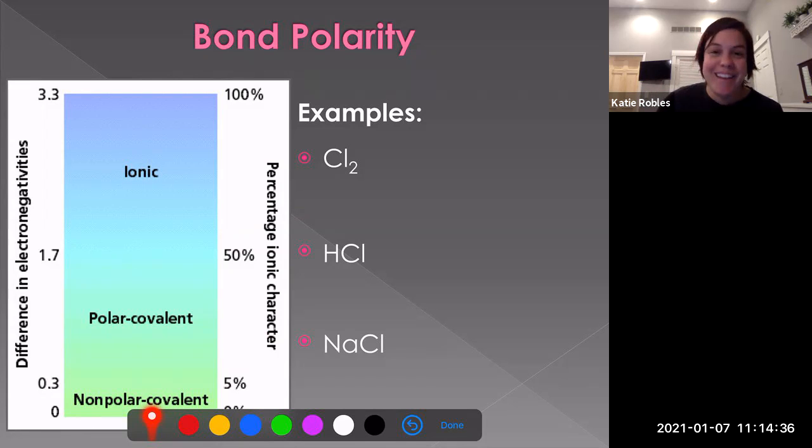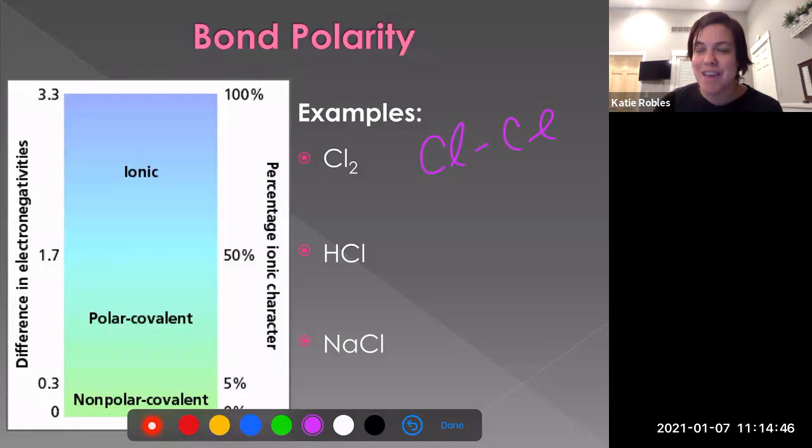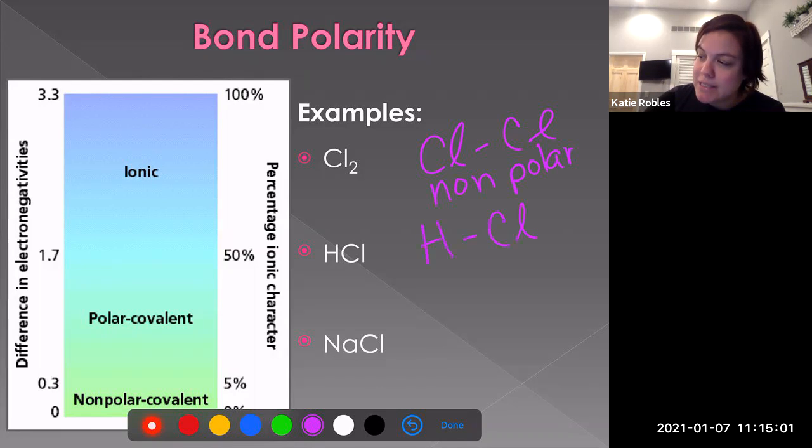But luckily, I've given you pretty good examples, like Cl2. Cl2 is a Cl bonded to a Cl. They're the same thing, so Cl2 is going to be non-polar because the difference in their electronegativity is exactly the same. The next one is HCl, so I've got H bonded to Cl.